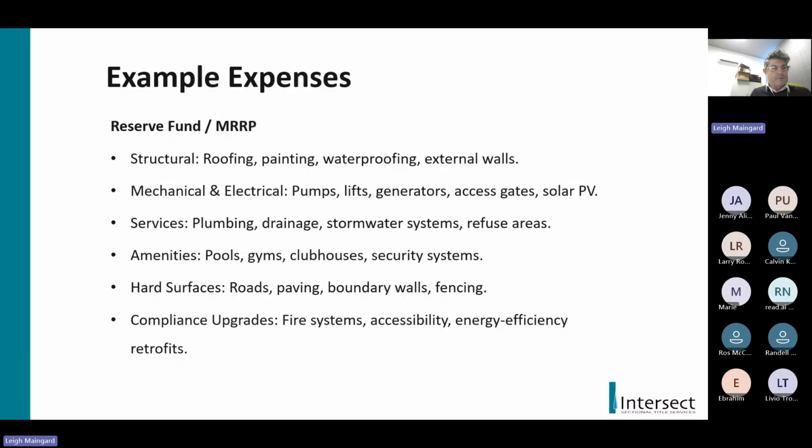Amenities such as pools, gyms, clubhouses, security systems, hard surfaces, roads, paving, boundary walls, again, fencing. Roads and paving will obviously be where a scheme has a lot of common property, and especially in the bigger schemes, where there are driveways and roads to be maintained on the common property. And then compliance upgrades, fire systems, fire control panels, smoke detection systems, accessibility and energy efficiency retrofits.